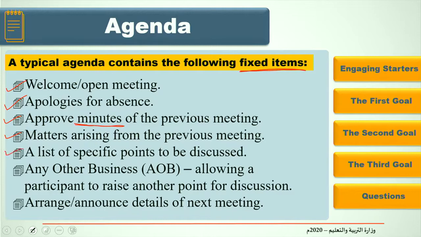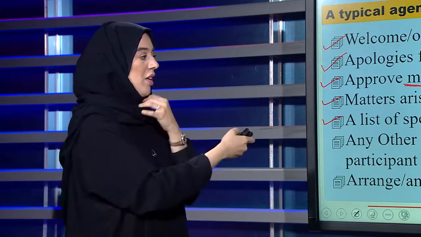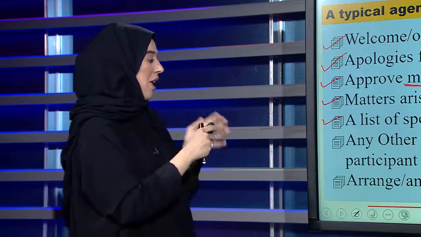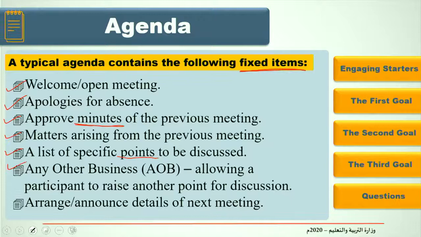Number 5, a list of specific points to be discussed. These are the points for today's meeting. Okay, these points for today's meeting. What are today's points they're going to discuss? They're going to list them here. And then any other business, or AOB.